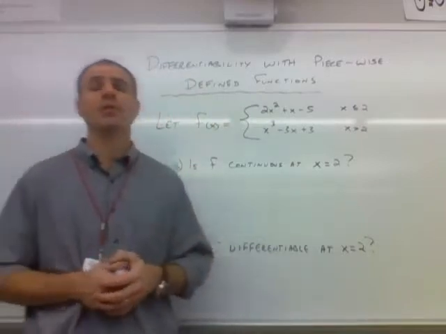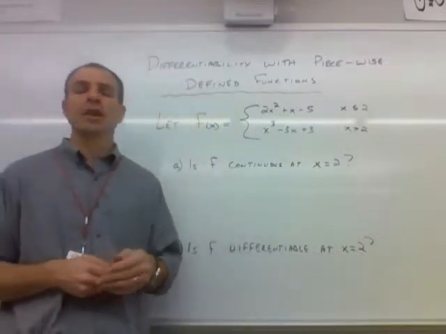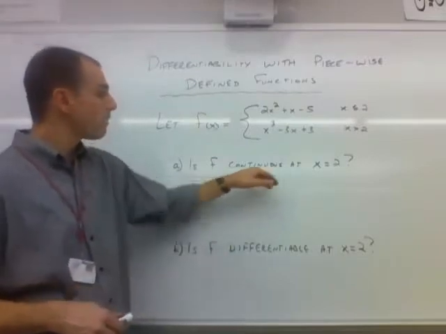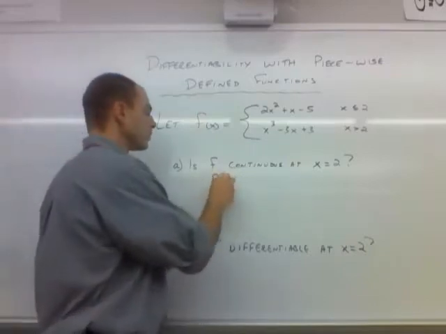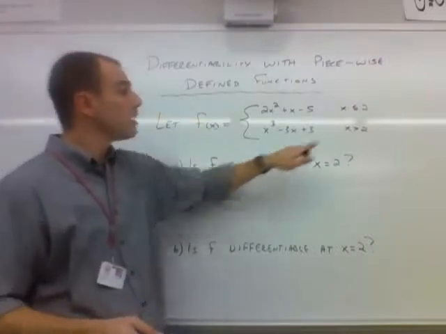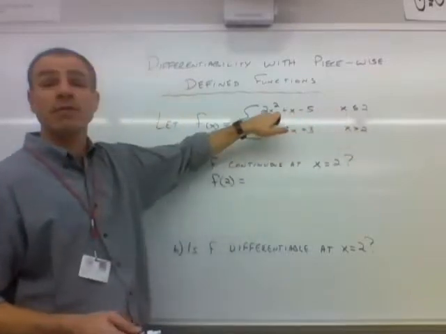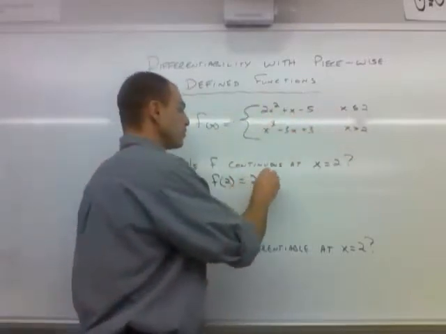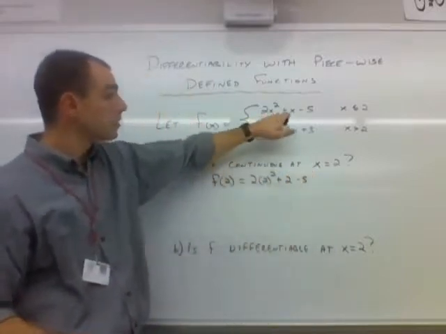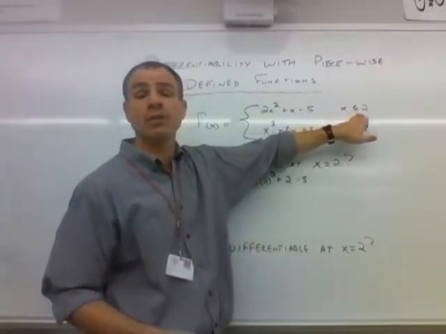So we think back to continuity from a long time ago. A function is continuous if the limit of the function as x approaches that value is equal to the value of the function. So we've got to figure out what f of 2 is going to be for starters. If f of 2, that means we're going to look for when x is 2. If x is 2, that falls under this condition, which means we're going to plug 2 into the top function. So we're going to have 2 times 2 squared plus 2 minus 5. All I've done is replace x with 2 in my top function because that's the one we have to use based off of the condition.